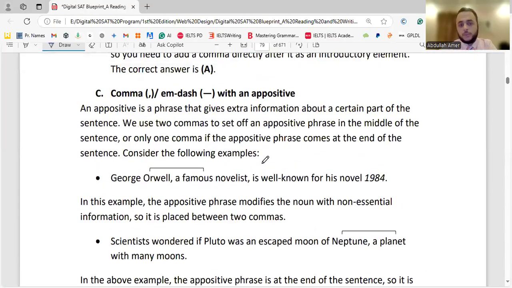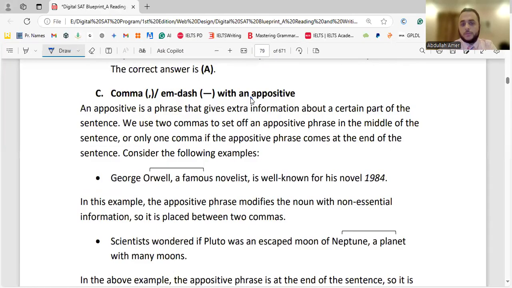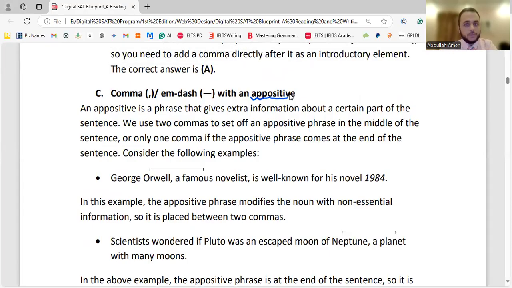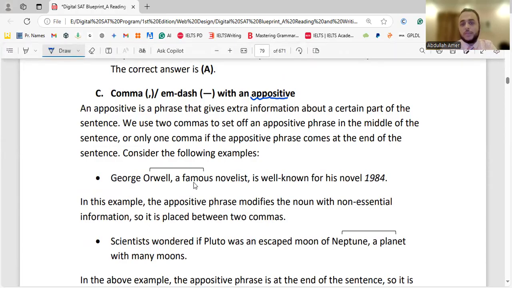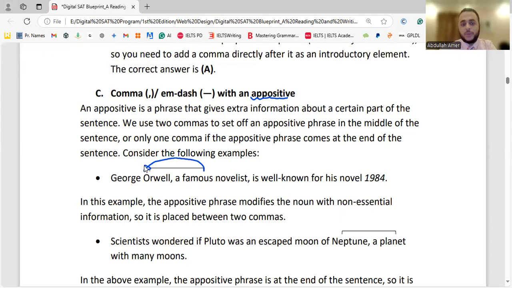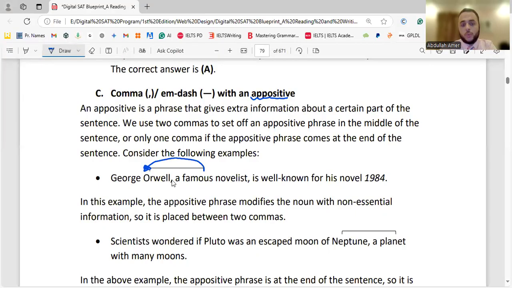Another skill that we need to master is the appositive. So before we go on, we need to know what we mean by an appositive. The appositive simply is a phrase that defines or gives extra meaning to another element in the sentence. As in here, George Orwell, a famous novelist, is well known for his novel 1984. So, a famous novelist is an appositive, a non-essential element that tells us something about George Orwell. That's why we place it between two commas here.